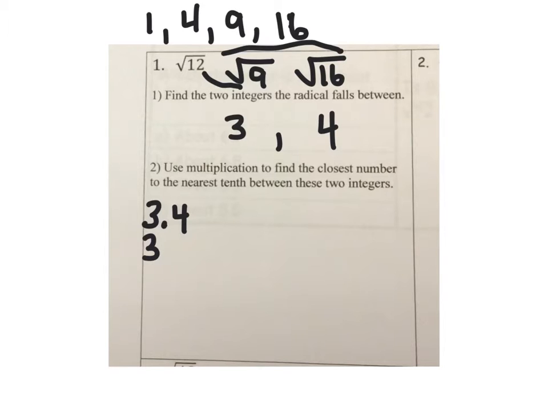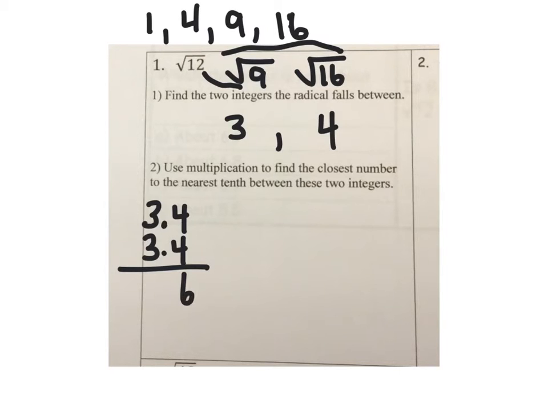So I'm going to multiply 3.4 times itself, because that's what you do when you square a number. The square root would be trying to figure out what you multiplied by itself to get 12. And we're not going to get exactly 12, because 12 is not a perfect square, but we're going to try to get as close as we can. So let's try multiplying 3.4 times 3.4 and see how close we get.